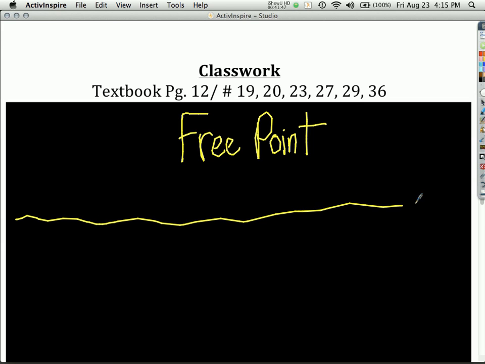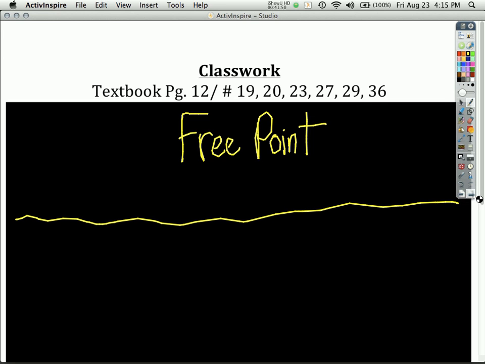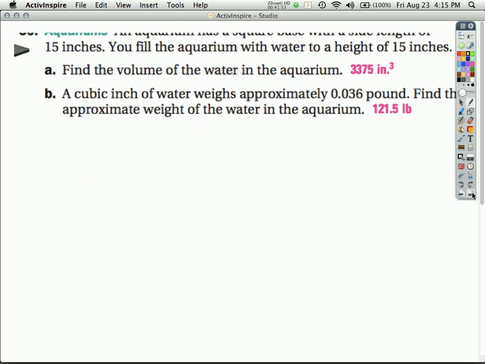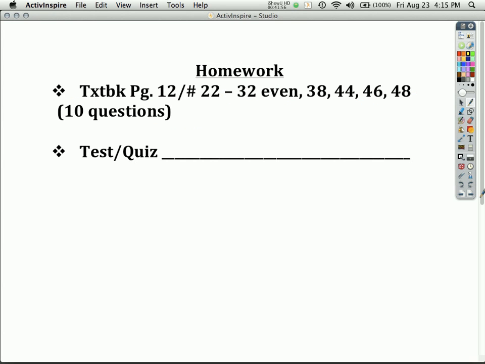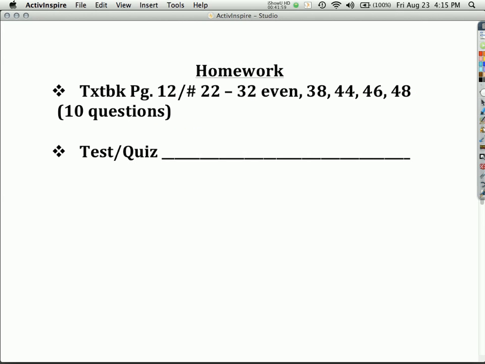Draw another line across your paper, and the part that you must do is your homework. Your homework is in the textbook, page 12. You're going to do numbers 22 through 32 even only. So that's 22, 24, 26, 28, 30, 32. And then you're going to do 38, 44, 46, and 48. None of those questions are optional. These are not extra questions that I'm saying do them if you like to. These are all part of the assignment, and these questions are the most important.